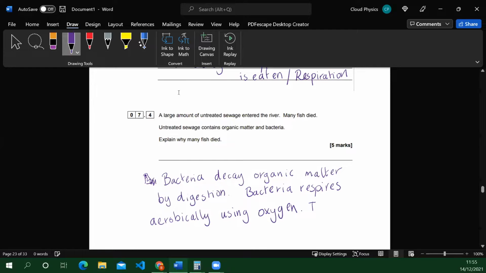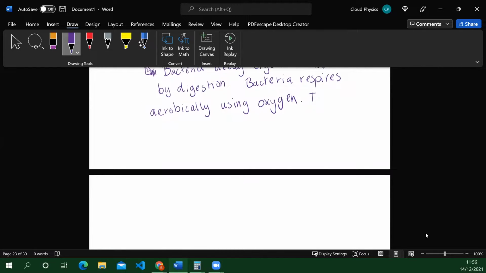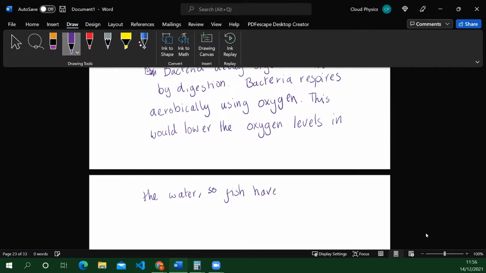Okay, this would lower, let's scroll down, this would lower the oxygen levels in the water, so fish have less oxygen, which would cause death of fish. Okay.